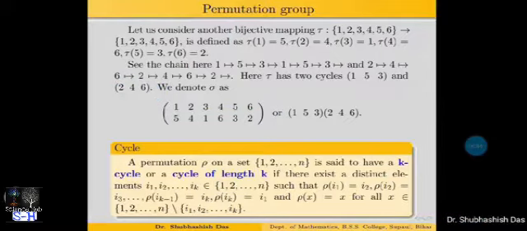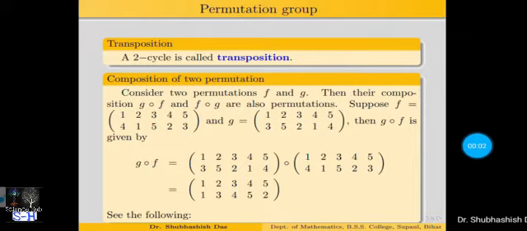So what is the definition of a cycle? A permutation rho on a finite set containing n elements is said to have a k-cycle, or a cycle of length k, if there exist distinct elements i1, i2, up to ik belonging to the set 1 to n, such that i1 goes to i2, i2 goes to i3, and up to ik goes to i1 again. A 2-cycle is called a transposition.